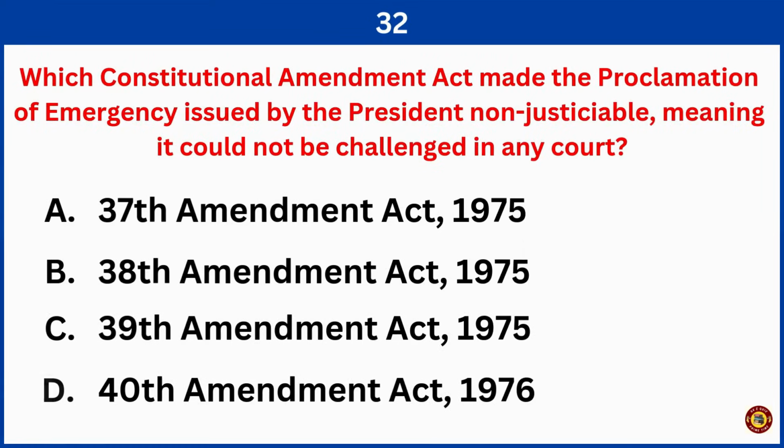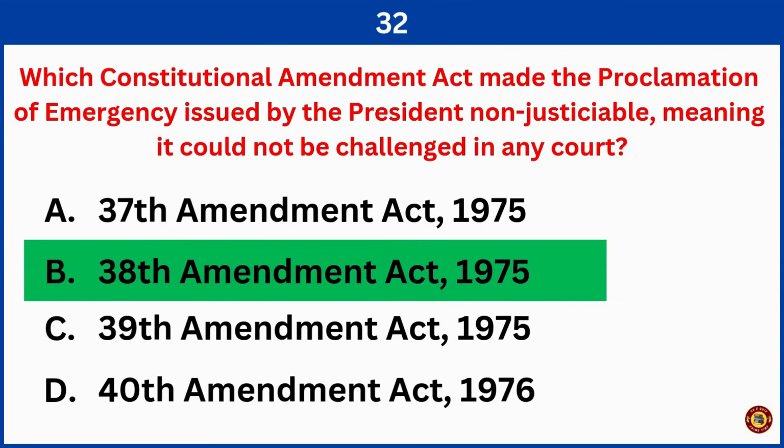Which constitutional amendment act made the proclamation of emergency issued by the president non justiciable, meaning it could not be challenged in any court? Right answer is option B, 38th Amendment Act 1975.